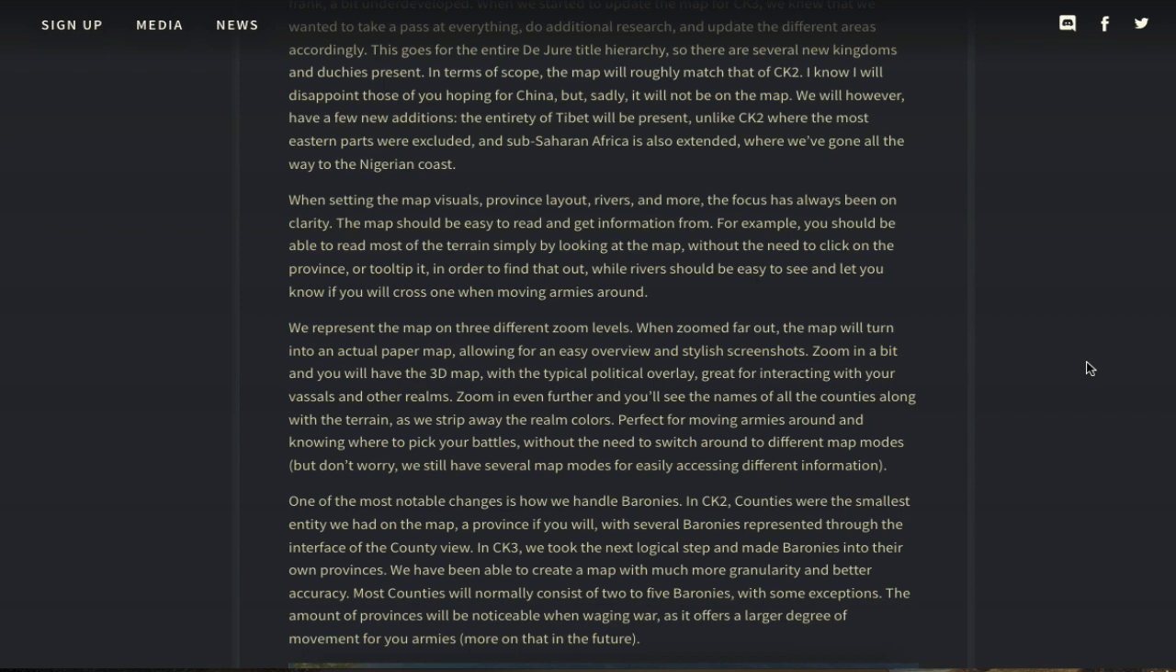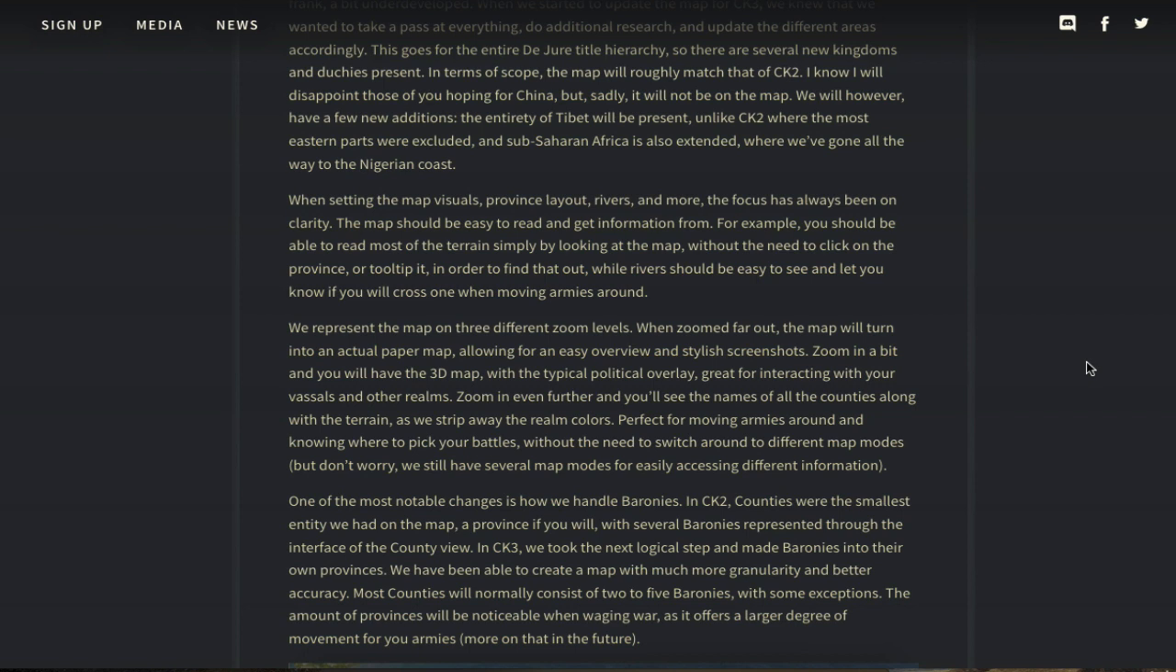We represent the map on 3 different zoom levels. When zoomed far out, the map will turn into an actual paper map, allowing for an easy overview and stylish screenshots. That's interesting. I would like to see an actual image of that.